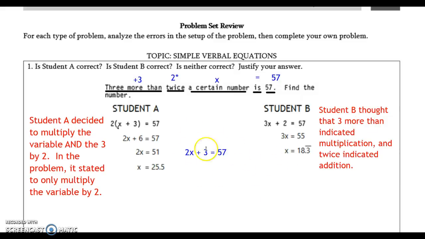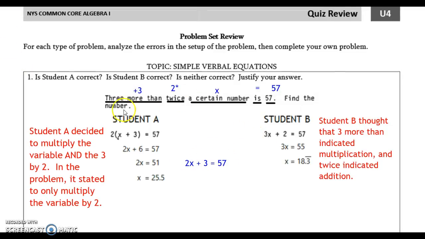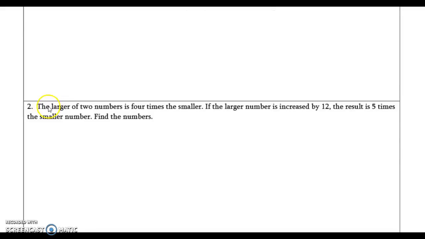So now you see that we've responded to student A and we've responded to student B. This is our correct equation, which is neither student A nor student B. Now that we've done a little bit of error analysis, we can go on to the next question.